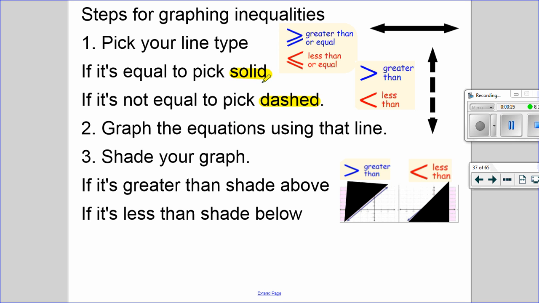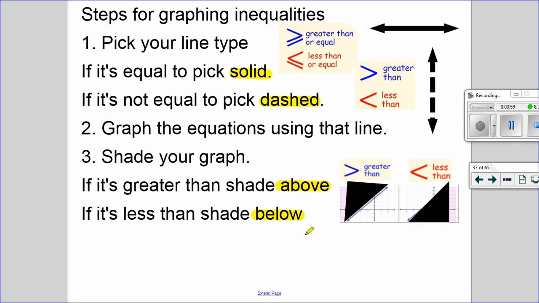Okay, so if you have the equal to sign, you want to make sure your line is solid. If it's not there, you want to make sure your line is dashed. Step 2, graph the equation. It's an inequality, but graph it like an equation using that line, whether solid or dashed. Step 3, you want to shade your graph. So if it's greater than, shade above, and if it's less than, shade below.